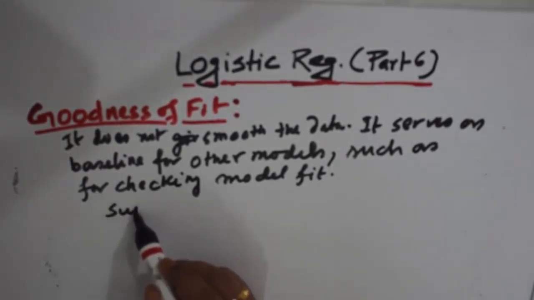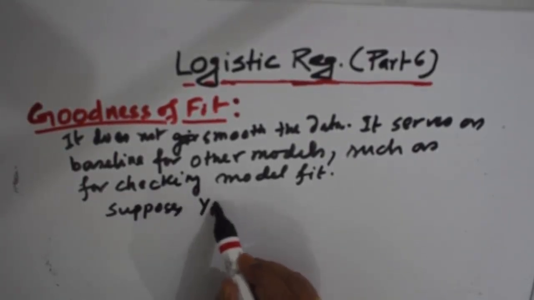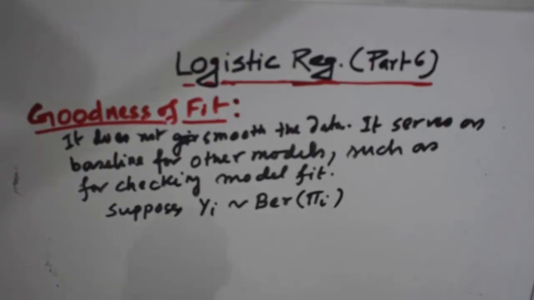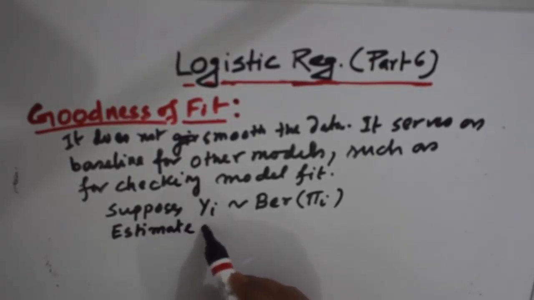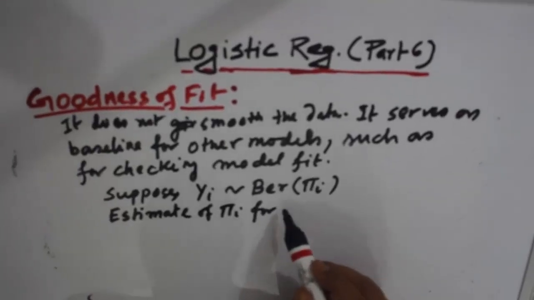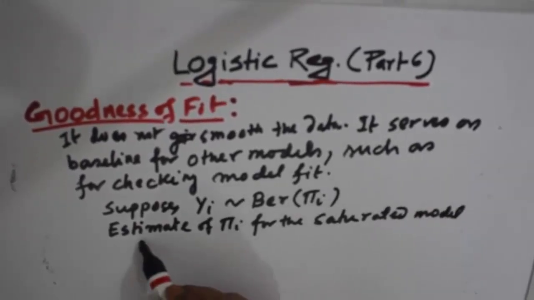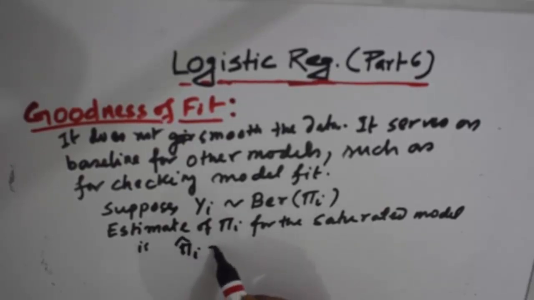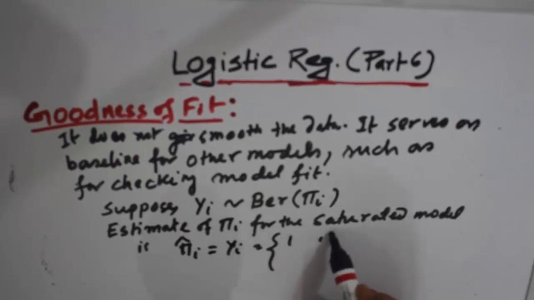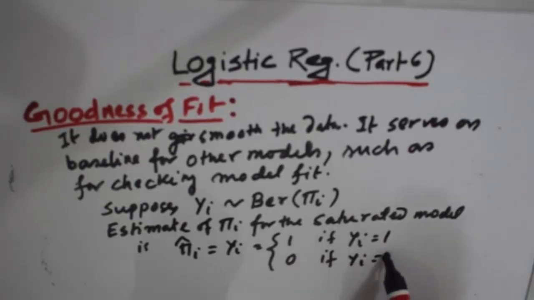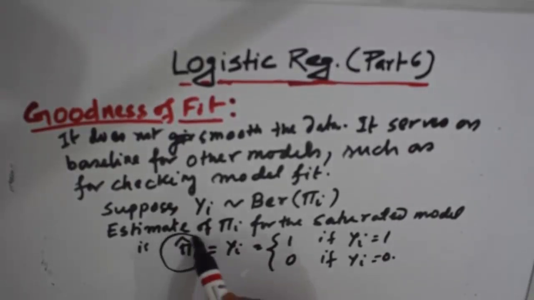Suppose yi follow Bernoulli with parameter pi i, then the estimate of pi i for the saturated model is pi i hat equal to yi: 1 if yi equal to 1, 0 if yi equal to 0. So pi i hat takes either 1 or 0.